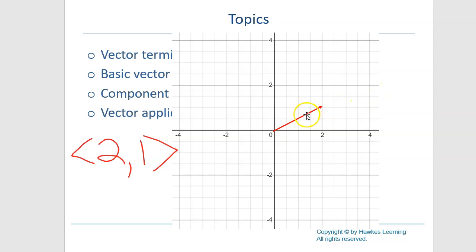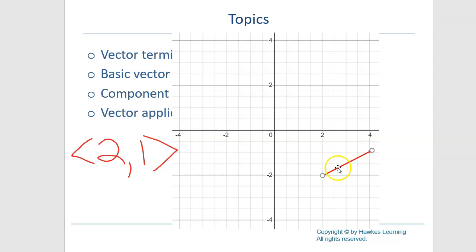Now the big difference between a point and a vector is I can pick this vector up and then move it, say for instance there, and it's still the <2, 1> vector. And I can move it over here and it's still the <2, 1> vector. No matter where we start, we're moving 2 units to the right, 1 unit up. That's the <2, 1> vector, no matter where it is.